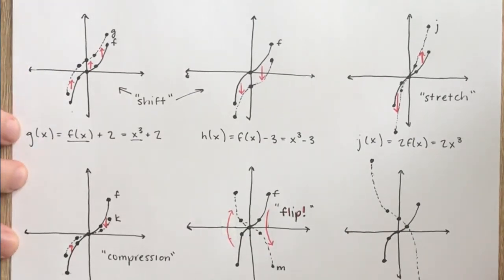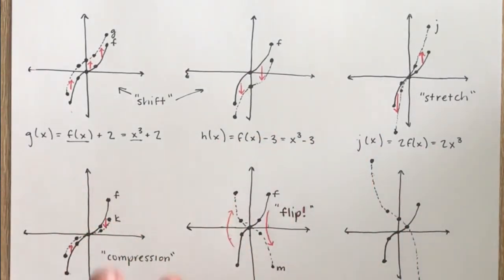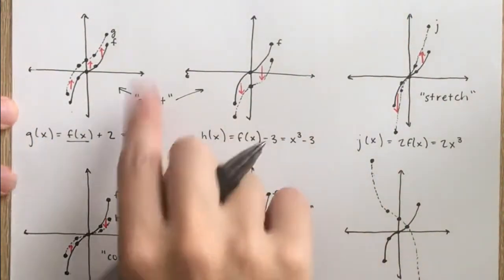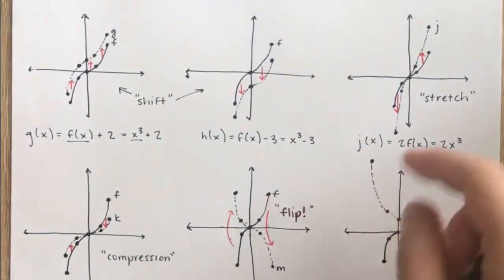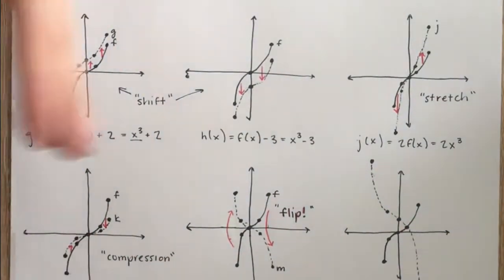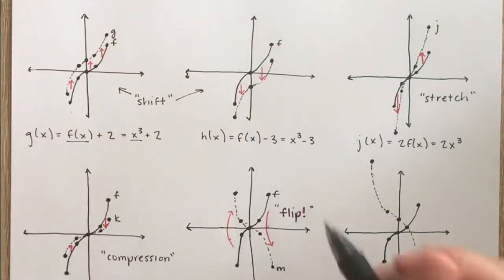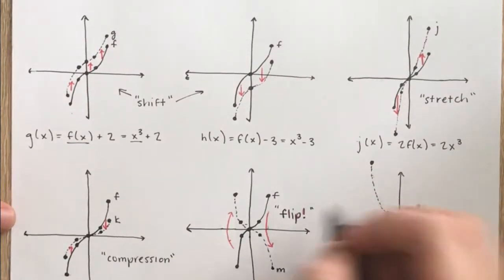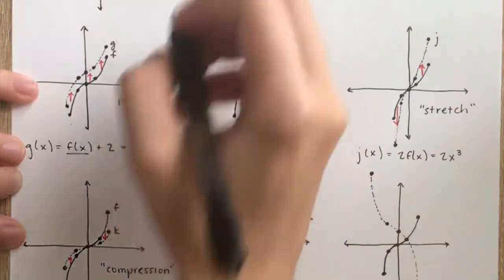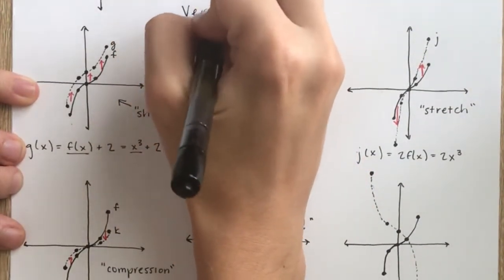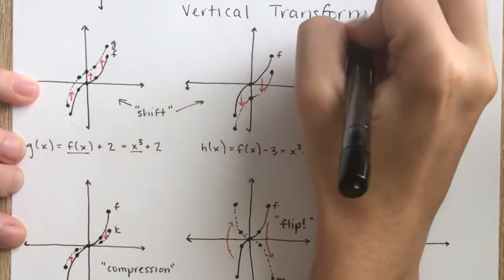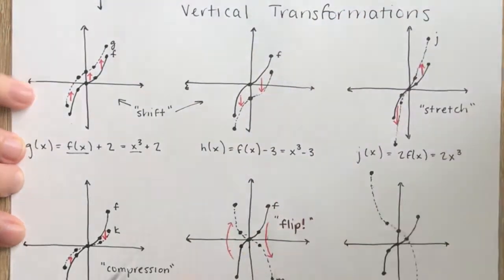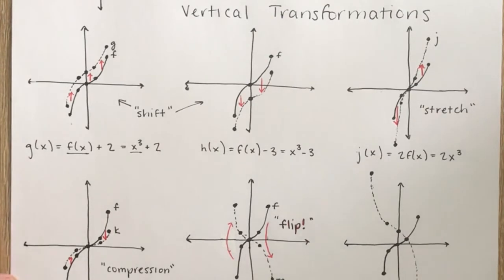What do all of these have in common? We have always been only moving up and down, right? Here when we're shifting, we're moving up and down without changing anything else about the graph. Here we're stretching up and down. Here we're squishing up and down, and here we're flipping, right? All of these have in common that they are vertical transformations.